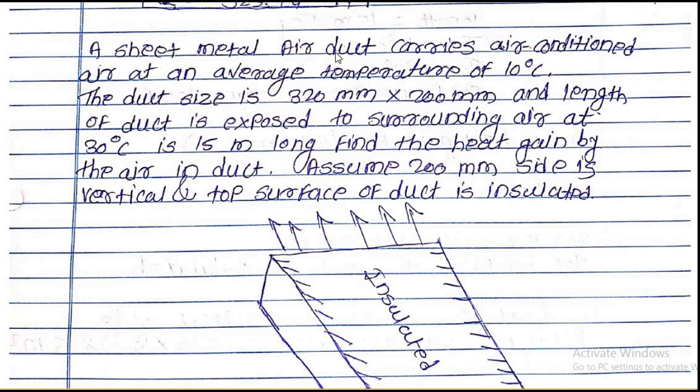A sheet metal air duct carries air conditioned air at an average temperature of 10 degrees Celsius. The duct size is 320 mm by 200 mm, and the length of duct exposed to surrounding air at 30 degrees Celsius is 15 meter long. Find the heat gain by the air in a duct. Assume 200 mm side is vertical and top surface of duct is insulated.